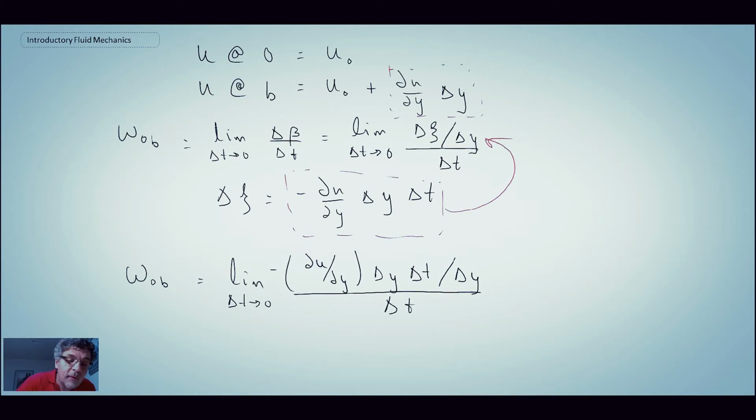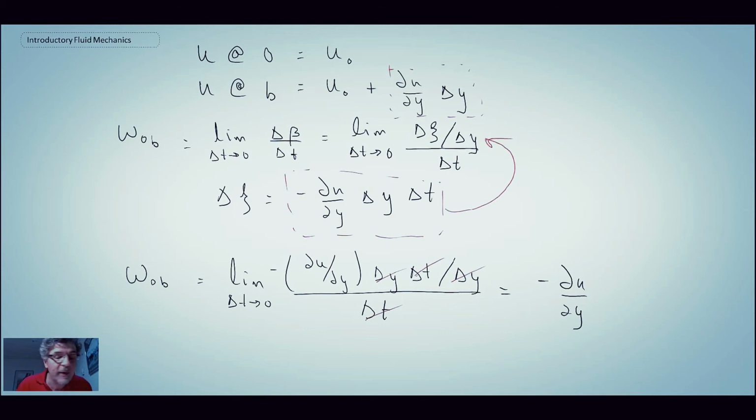Again, just like before, a bunch of the terms are going to cancel out. Oops, I just disappeared my delta t. That's gone, that's gone, that's gone, that's gone. What do we end up with? We end up with a minus partial u, partial y. So that becomes the rotational rate of 0b from the origin to point B.